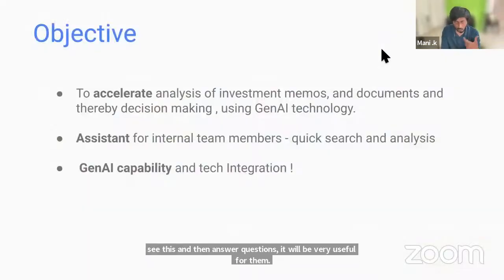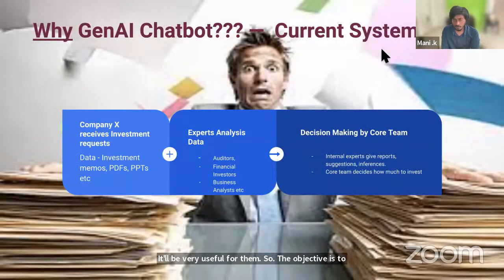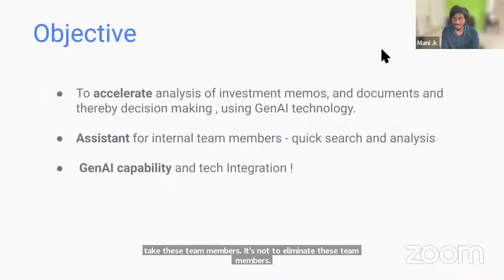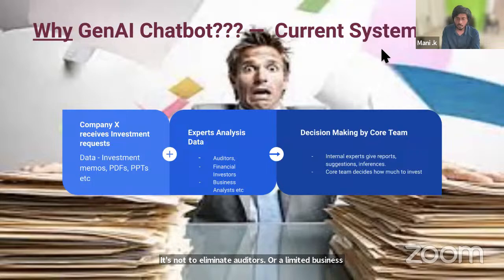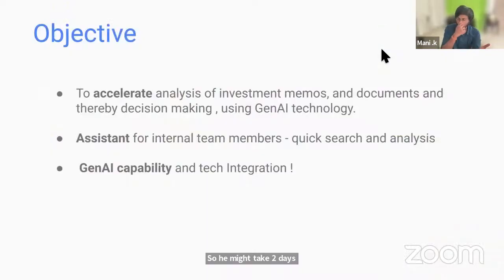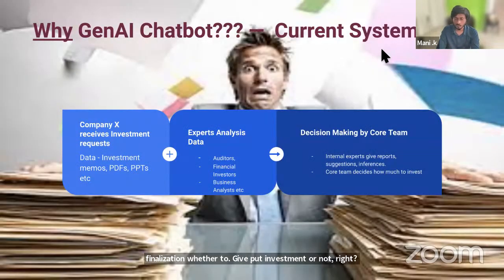So the objective is not to eliminate these team members, not to eliminate auditors or business analysts. It is for them to start using Gen AI. For example, if the boss asks, please read these 10 documents and tell me your final decision, he might take 2 days and then give the final decision on whether to invest or not. It usually takes 2-3 days for experts to analyze everything and give the decision.